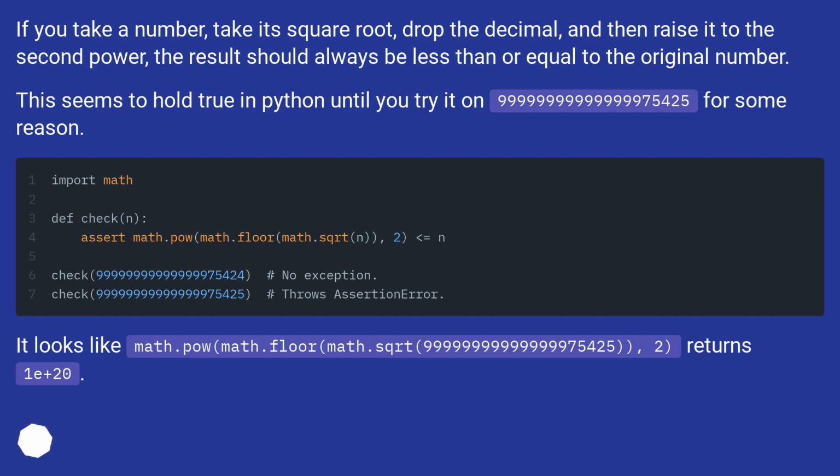This seems to hold true in Python until you try it on 99,999,999,999,975,425 for some reason. It looks like math.pow(math.floor(math.sqrt(99,999,999,999,975,425)), 2) returns 1e+20.